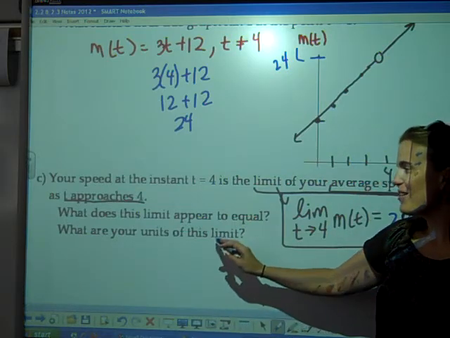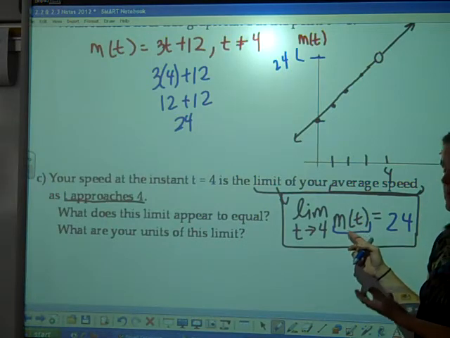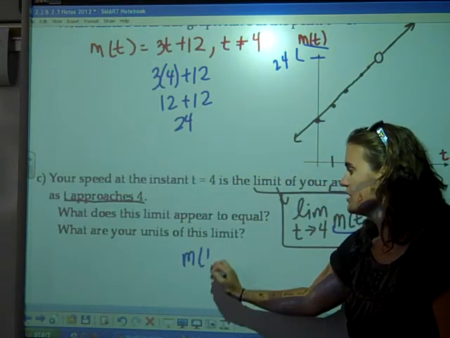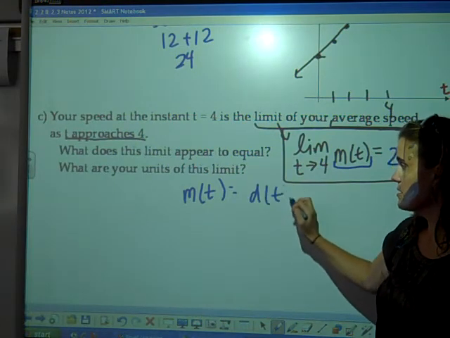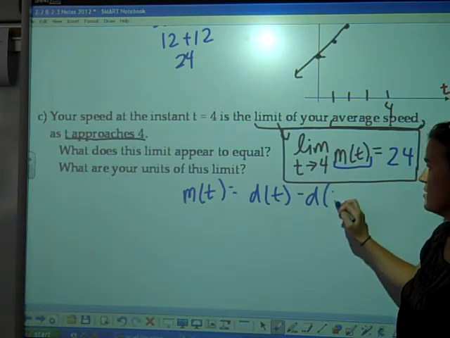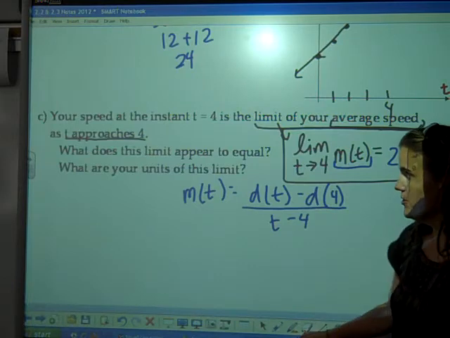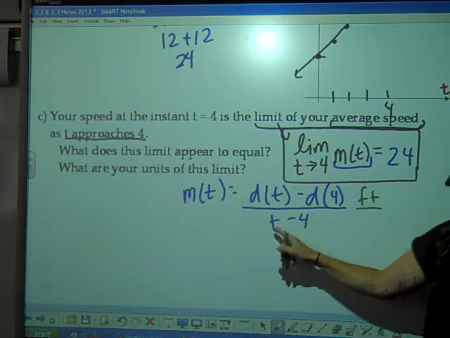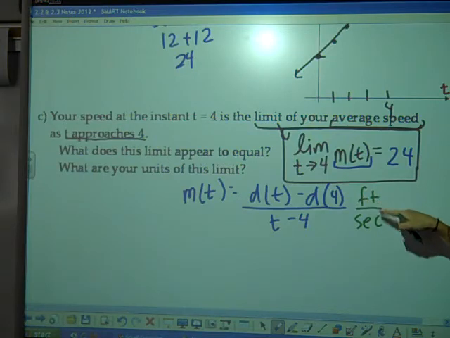Excuse me. What are the units of this limit? Well, the units of a limit problem will just be the units of whatever you are taking the limit of. So let's go back and think about what the units of m of t were. Remember that m of t was the difference of the t value plugged into the distance equation minus the 4 value plugged into the distance equation over t minus 4. So if we just look at the units here, these were distance values, which were feet, and these were time values, which were seconds. So our units for the limit must be feet per second.